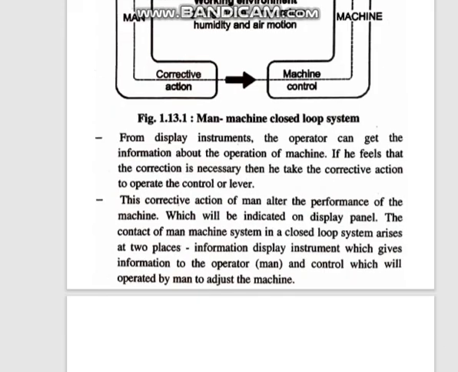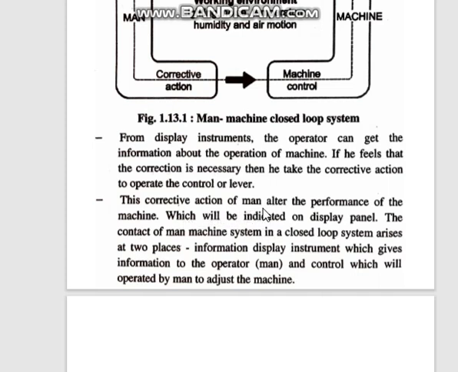Then, from display instruments, the operator can get the information about the operation of a machine. Suppose you are working on a CNC machine. Suddenly a red lamp burns. That means something is wrong. The machine is saying some problem came. If he feels that correction is necessary, then he takes the corrective action to operate the control or lever. If he sees it is abnormal and some action should be taken, he pulls some lever or presses some control.